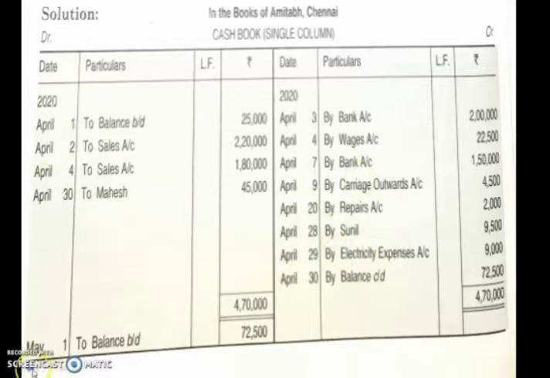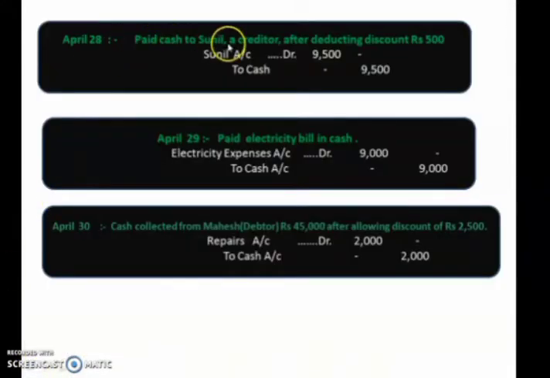Okay. Now, the next transaction is 28th. Paid cash to Sunil, a creditor, after deducting discount rupees 500. So we have paid some amount to our creditor.